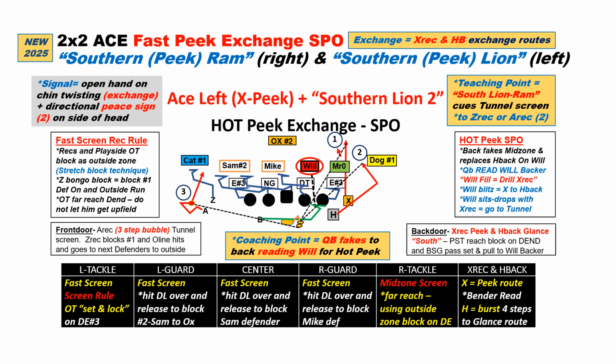Again, it's people over plays, so if you want your X to be running the peek route, then we can just do a simple fast peek exchange SPO. Just change the signal. X runs the peek and the H runs the lookie. Same read progression for the quarterback on the Will, looking hot to the tunnel screen to the left.